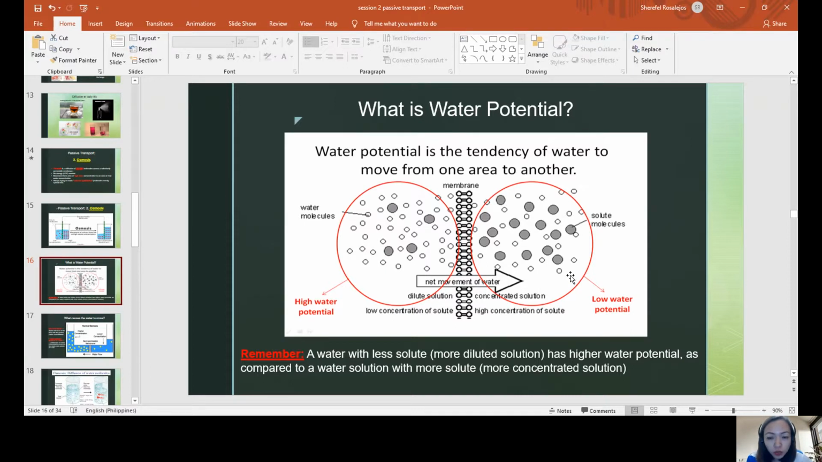Don't be confused about that one, okay? Because in analysis of the diagram, always look where there are plenty of solute molecules because that is where the water is going to, that area. Okay? So, in the examination, I will give you diagrams and I will ask where is the direction of the water potential and what region has high and low water potential. Okay?